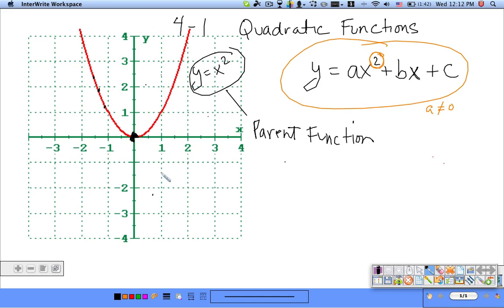So what we're going to do now is we're going to have you graph y equals 2x squared. But before we get to that, can you picture your axis of symmetry for the parent function? Right here?